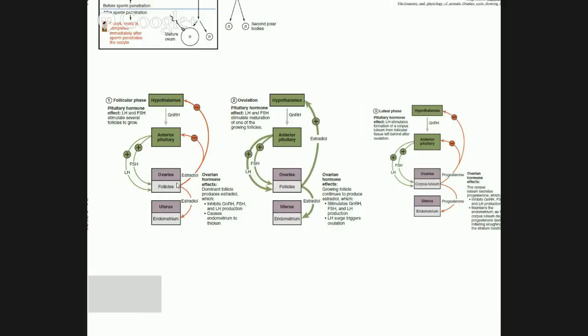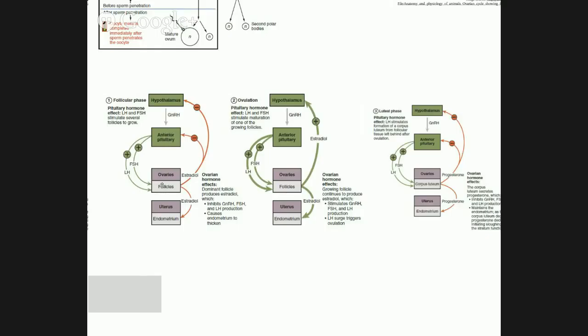Estradiol also acts as a negative feedback signal. Basically, the hypothalamus and the anterior pituitary are saying, okay, follicles, start growing, start making estrogens. And when those estrogens, namely estradiol, are being made, as the concentration of estradiol in the blood increases, it starts to turn off the expression of the hormones from the hypothalamus and anterior pituitary.